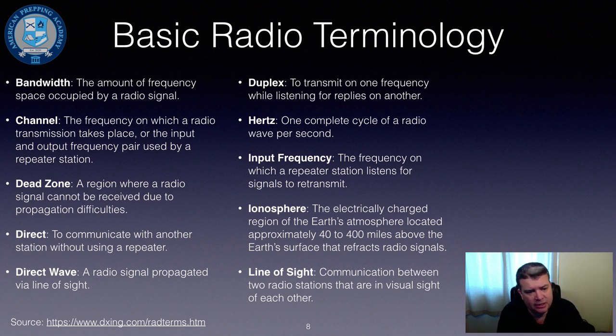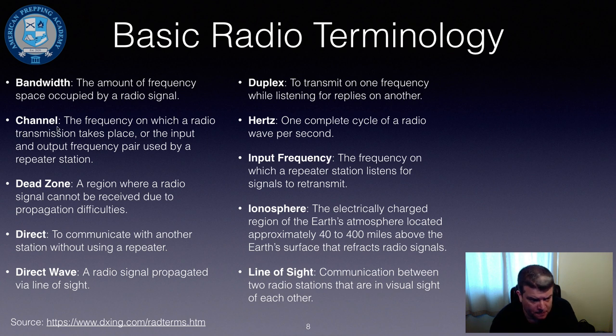Bandwidth is the amount of frequency space occupied by a radio signal. If you remember, we just talked about wavelength, and there is some variance in the wavelength, and that means a radio is going to have a certain degree of bandwidth that it can operate on because it's not entirely consistent over different distances. So you've got to have some space within which to operate.